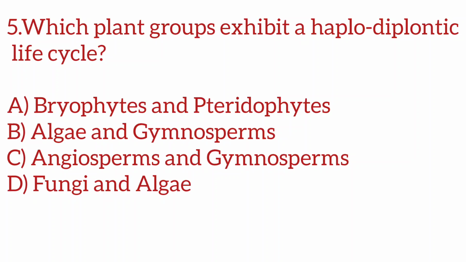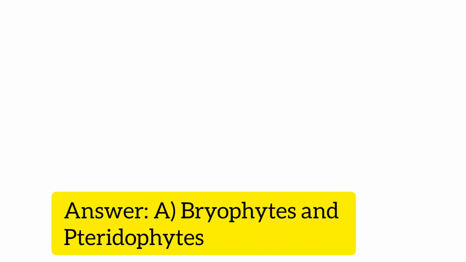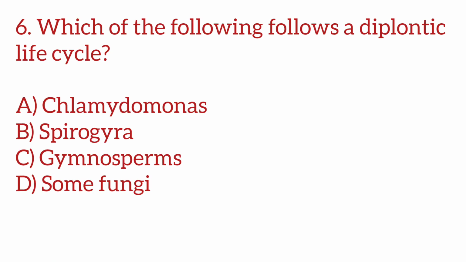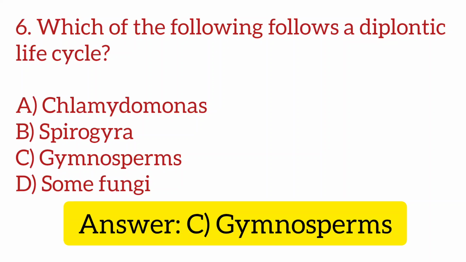A. Bryophytes and pteridophytes. B. Algae and gymnosperms. C. Angiosperms and gymnosperms. D. Fungi and algae. Answer A. Bryophytes and pteridophytes. 6. Which of the following follows a diplontic life cycle? A. Chlamydomonas. B. Spirogyra. C. Gymnosperms. D. Some fungi. Answer C.